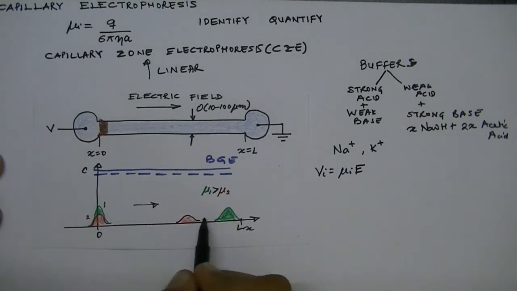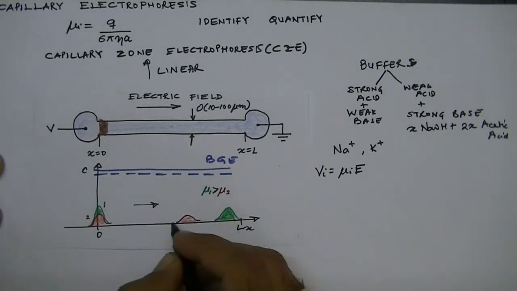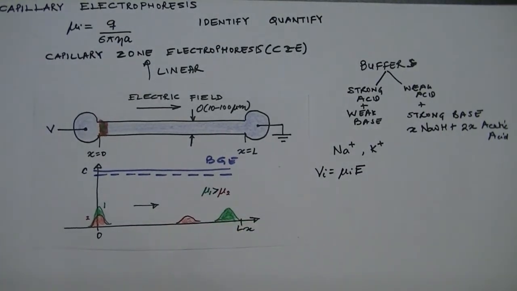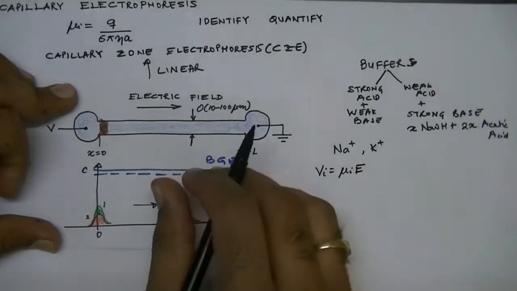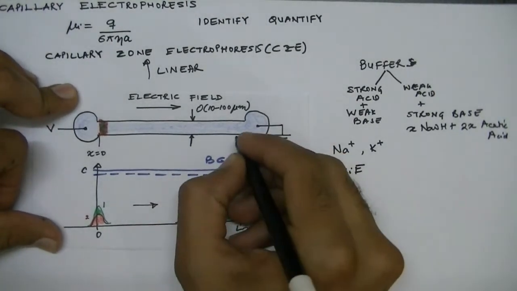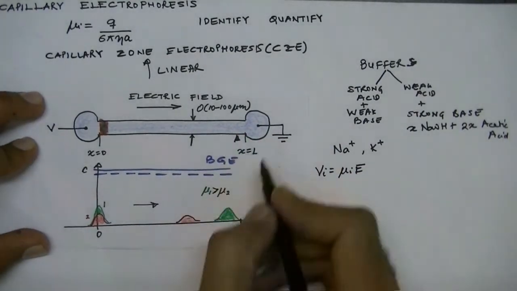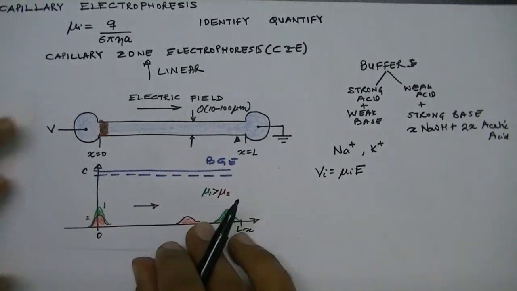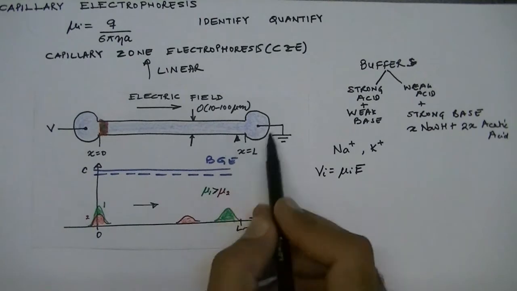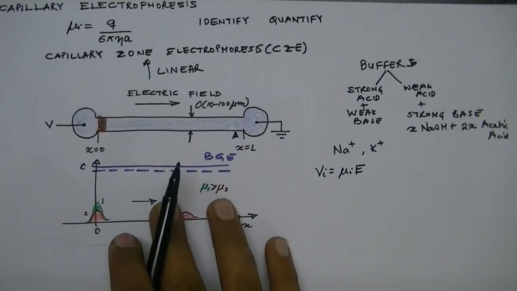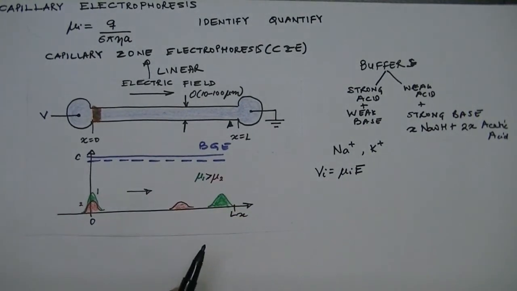Along with this differential migration, these peaks also diffuse. So over time these peaks will also diffuse and broaden. At the end, what we do is put some kind of a detector over here, and when these peaks migrate past this detector, we can record the signal, identify the peaks, and also quantify the concentration.